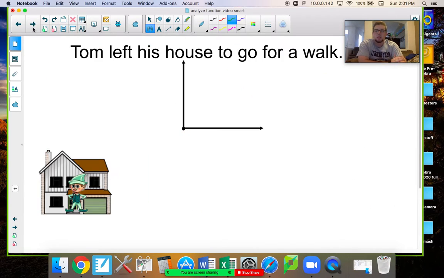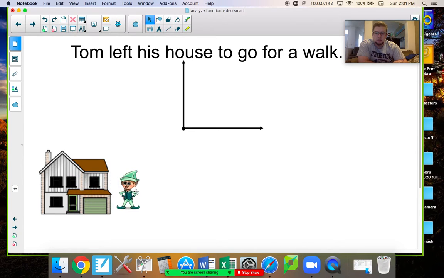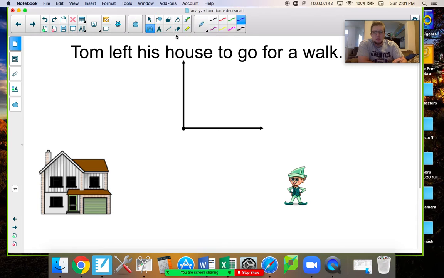I'm going to use my buddy here, Tom the Elf, like we did in class. These are basically the same ones we're looking at in class. Tom left his house to go for a walk. So he's at his house, and he just goes for a nice walk. Because it doesn't describe him changing speed, he's just walking.